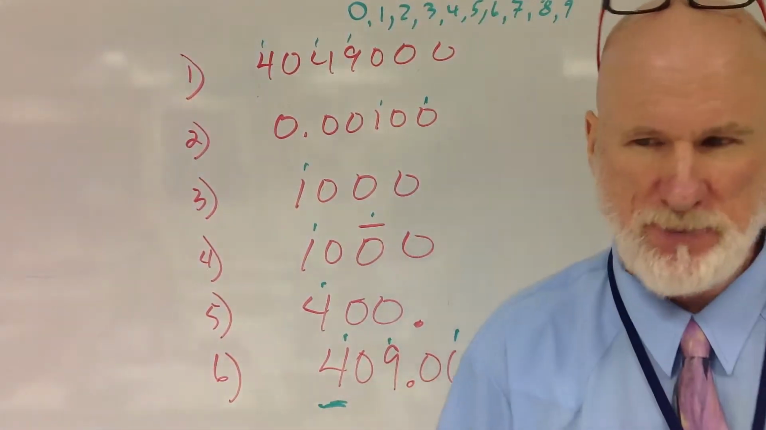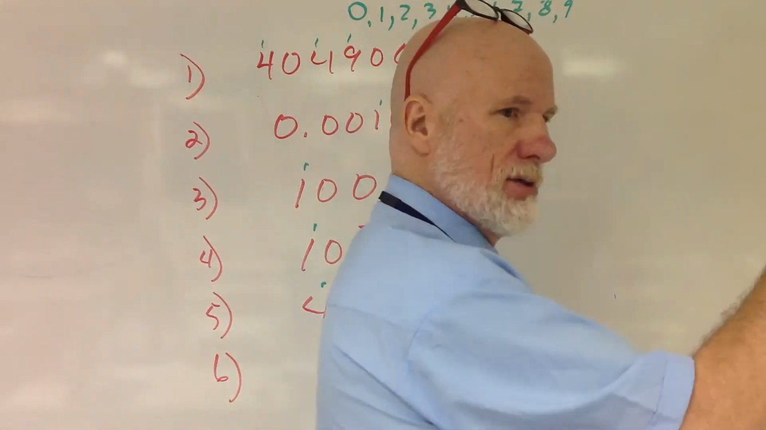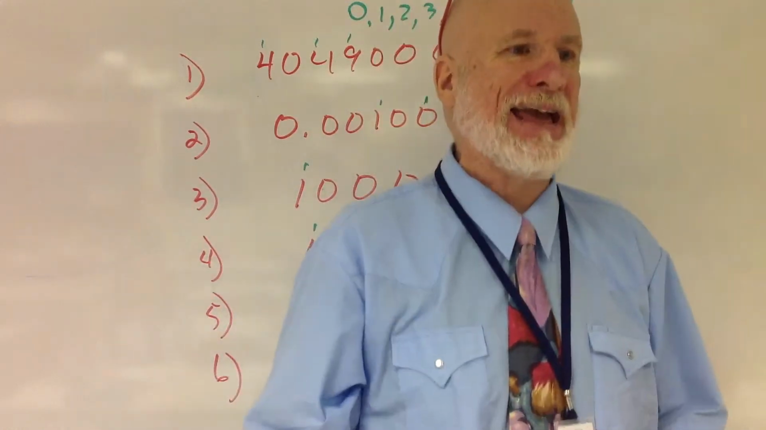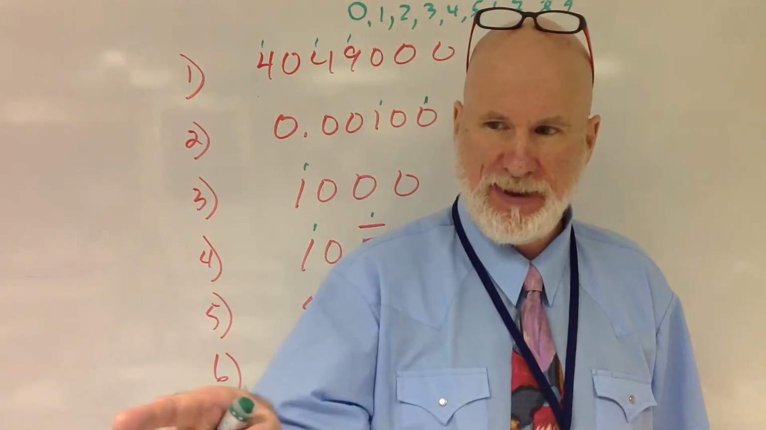Shall I repeat that once more? A 0 that is to the right of the decimal and is a final digit. That 0 is significant. Are you with me on that?